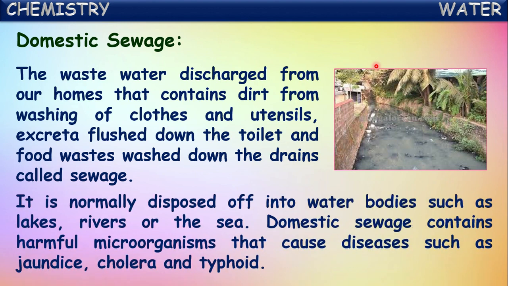It is normally disposed of into water bodies such as lakes, rivers, or the sea. So what happens? The wastewater or sewage, which is drained from the homes through the small streams, reaches these water bodies like lakes, rivers, and seas. The domestic sewage contains harmful microorganisms also, that may cause diseases such as jaundice, cholera, and even typhoid. That is how it becomes polluted.